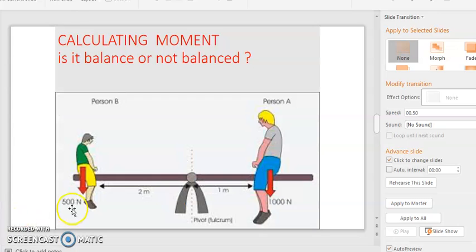So the next is calculating moment. Let's calculate the moment. Is this balanced or not balanced? If you look at the right hand side, the force applied is 1000 N and the distance from the pivot is 1 meter. Whereas the person on the left is at 500 N force and the distance is 2 m. So the person on the right has a moment of 1 times 1000, which is 1000 Nm, and the person on the left has an anti-clockwise moment of 500 times 2, also 1000 Nm. So they are considered balanced.